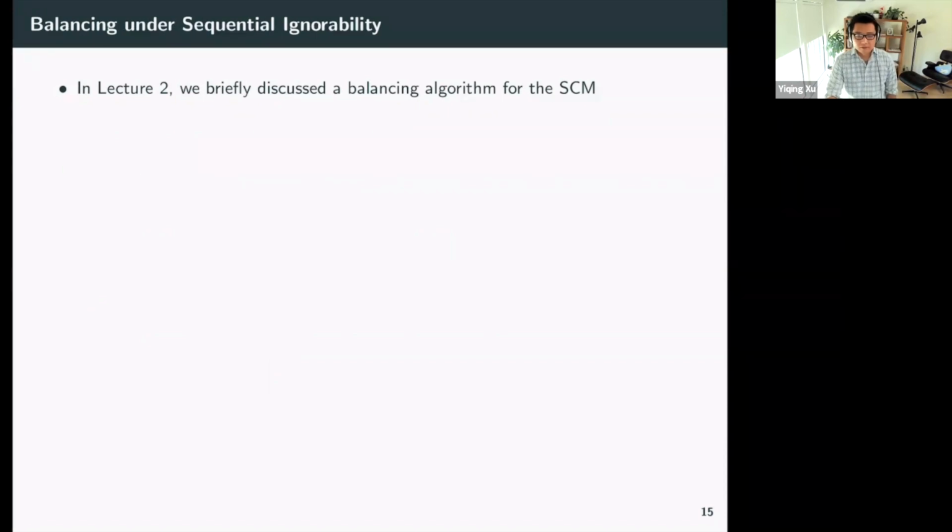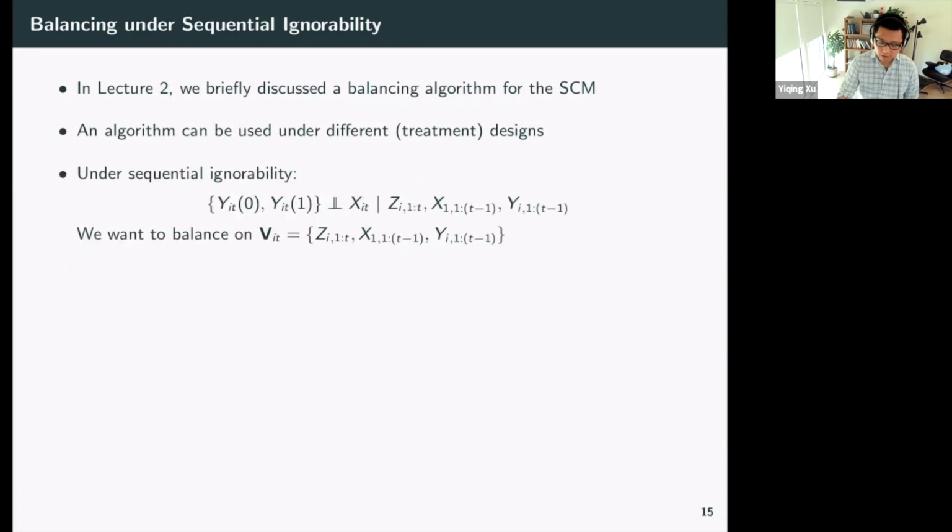So we briefly talked about the balancing algorithm for the SCM, synthetic control method, in lecture 2. But an algorithm can be used in a different treatment assignment mechanism and different designs. An algorithm is just a machine, a function. What assumption you want it to operate under is your choice. Under sequential ignorability, let's say the treatment assignment for unit i at time t is orthogonal to potential outcomes, conditional on past covariates and/or treatment history and/or past outcome. And then we want to balance on all these things. We use V_it to denote all this past information.